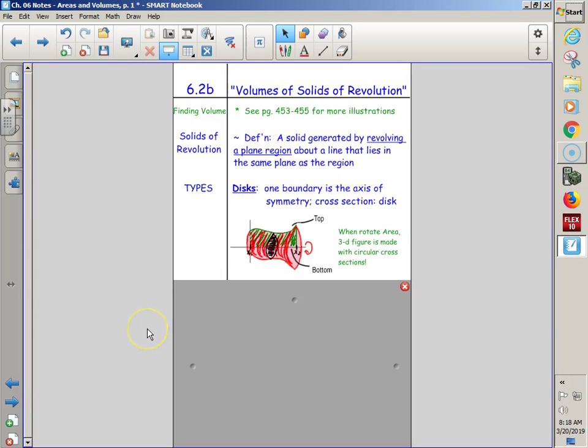Volumes of solids of revolution. Now, here's a dilemma. If you are a perfectionist when it comes to drawing, you are going to hate the notes today. I'm going to get you guys started on notes.